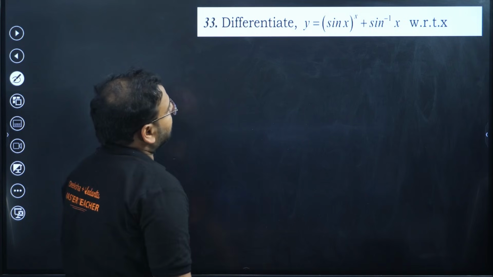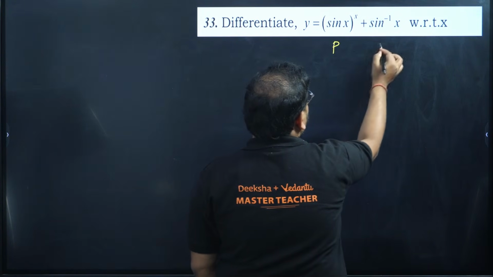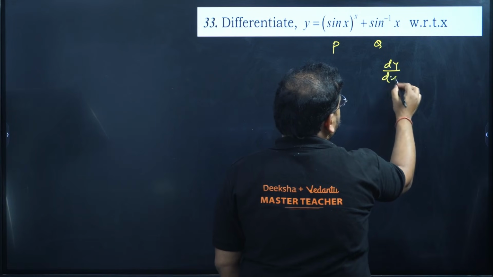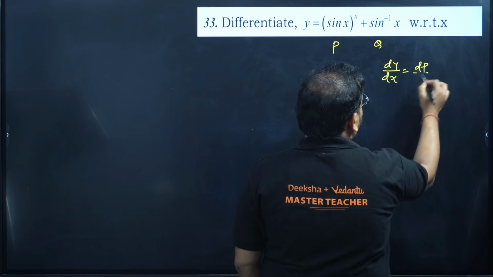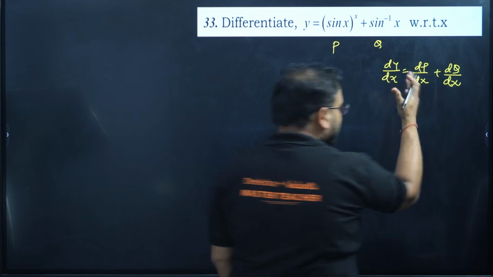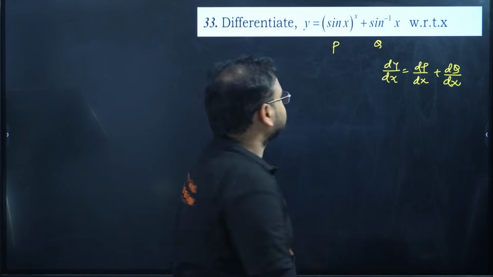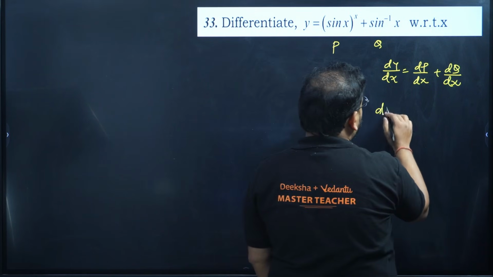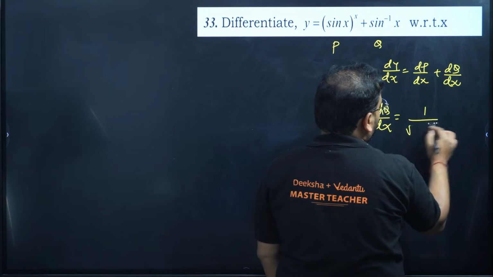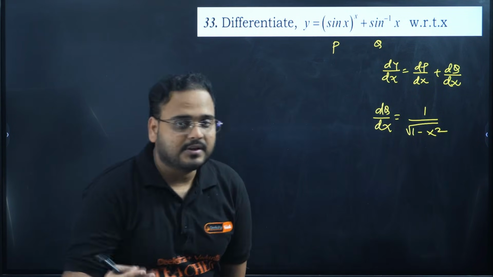We have sin x power x, and we have sin inverse of x. So we'll assume this to be function p and this to be q. I'm looking for dy by dx. I'll get dp by dx plus dq by dx. So differentiate both the functions individually and then club them later. We can find dq by dx very easily: the derivative of sin inverse is 1 upon root of 1 minus x squared.